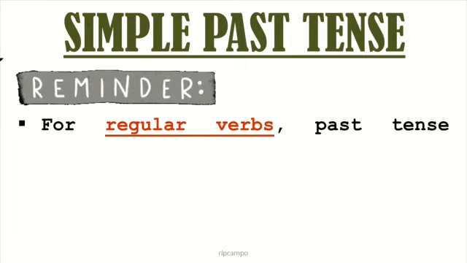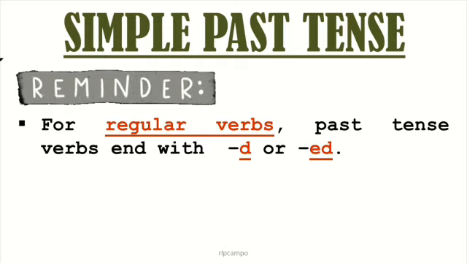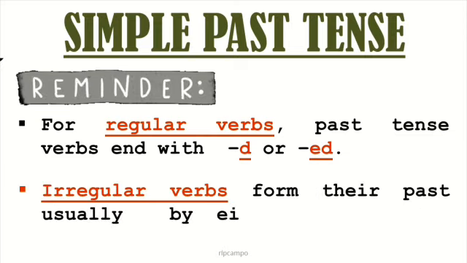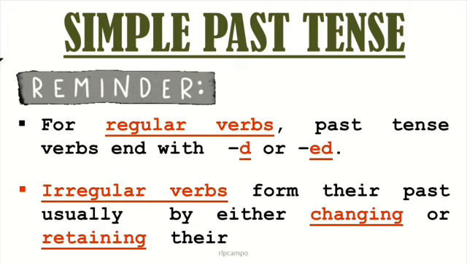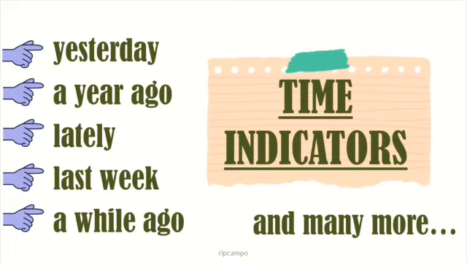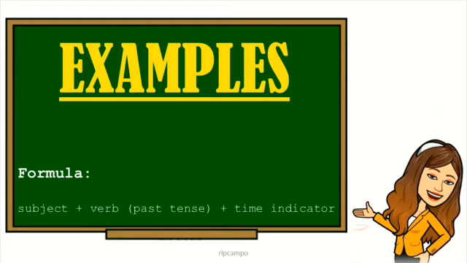For regular verbs, past tense verbs end with D or ED, while irregular verbs form their past usually by either changing or retaining their spelling. Commonly, simple past is signaled by time indicators in the past. Here are the examples. In our examples, I will use a formula for you to identify what composes a simple past tense sentence.